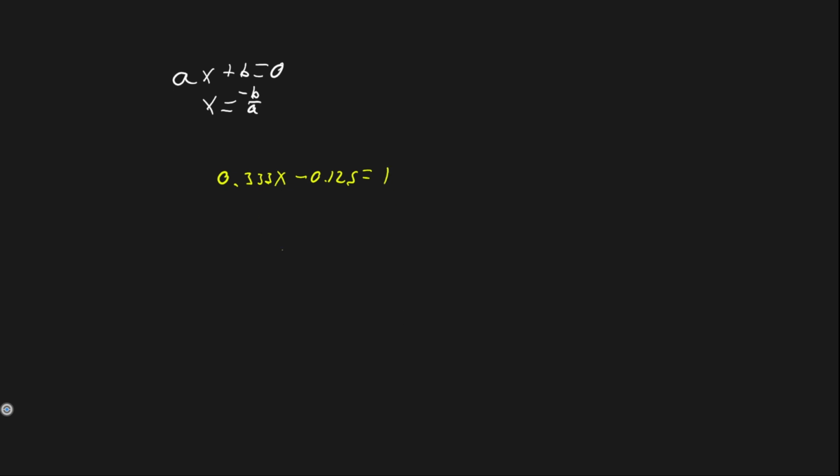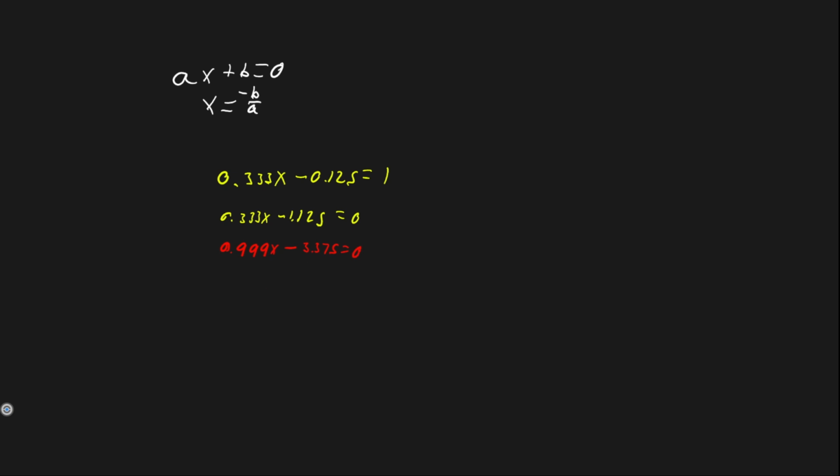So let's go ahead and subtract 1, giving us 0.333x minus 1.125 is equal to 0. And to get x, we're going to multiply by 3, giving us 0.999x minus 3.375 is equal to 0.